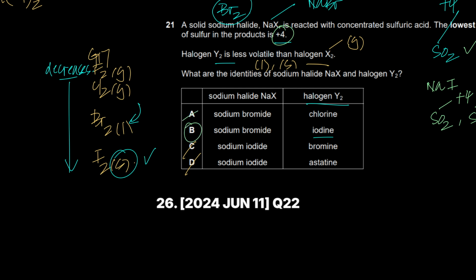Why is B the correct option? Again, because bromine is more volatile. This X2 is more volatile than Y2. Or you could say Y2 is less volatile than X2. Right? Same idea. Next question.